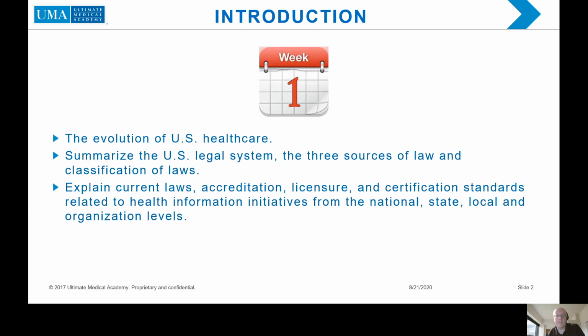In the first week, we're going to be covering the following topics. We'll be discussing the evolution of U.S. healthcare. We're going to summarize the U.S. legal system, 3 different sources of law and classifications of laws. We're going to explain the current laws, accreditation, licensure, and certification standards related to health information initiatives from the national, state, local, and organizational levels. In addition to that, we're going to look more into certification and licensing and the difference between the two.